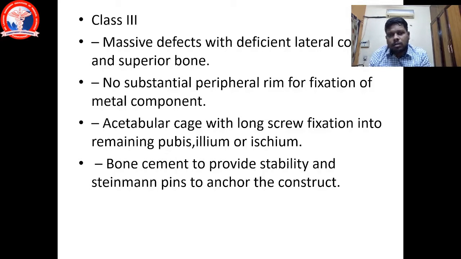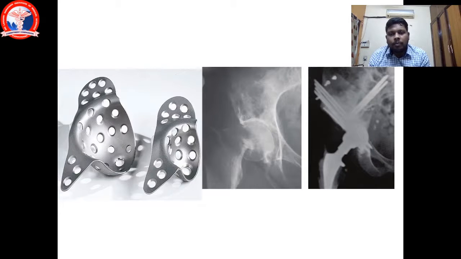Class 3 is a very massive defect and there is no bone cortex available for regular fixation of the metal component. So we should go for a separate vestibular cage with very long screw fixation into the remaining part of the bone, that is pubis, ilium, or ischium. So this is used for a class 3 defect. This is the acetabular cage. As you can see on the right side, we have gone for fixation through the ilium and also to part of the sacrum, and also to the pubis.